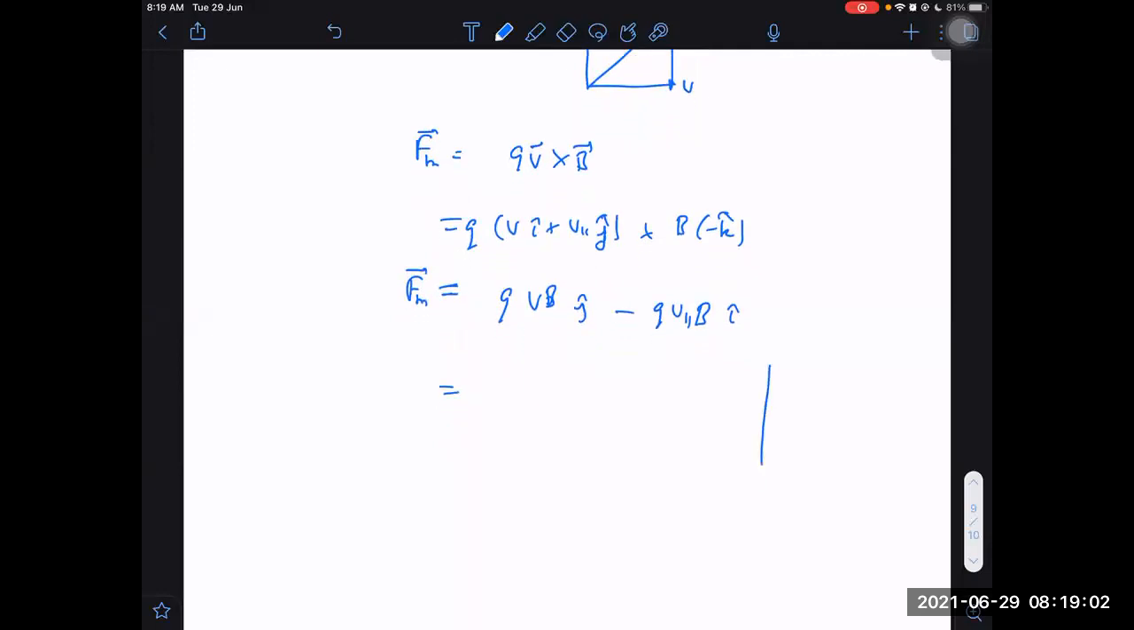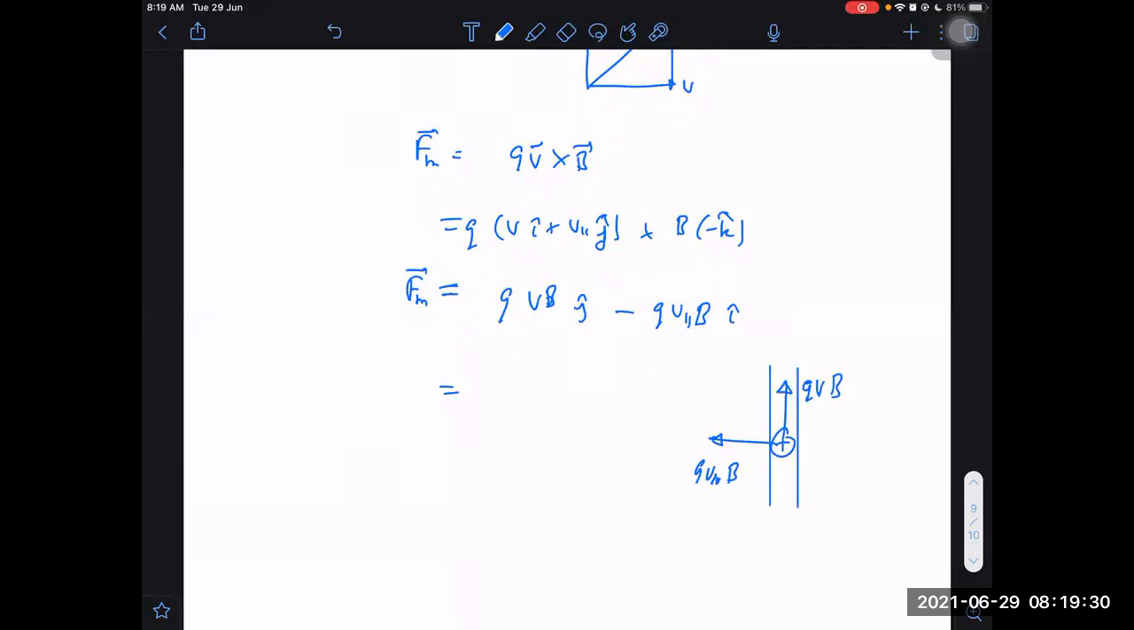So, are you there? Yes, sir. So what is the magnetic force now? Tell me, what is the direction finally? The force has two components. One component is along i cap. Let me write that separately. The magnetic force is QV parallel B backwards. And one is along j cap, so that is this side, QVB.